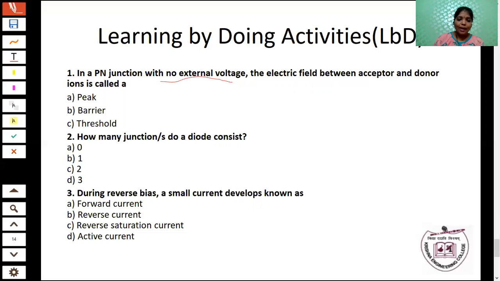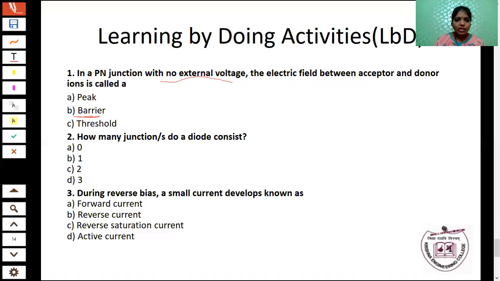That is nothing but a barrier. I already explained what the meaning of barrier potential is. So the barrier potential is formed between the acceptor and donor ions. Don't confuse acceptor and donor with the positive and negative ions. Okay. So on the p side, the negative ions are formed. On the n side, positive ions are formed. In the p type, the majority is the acceptor. N type is the donor.